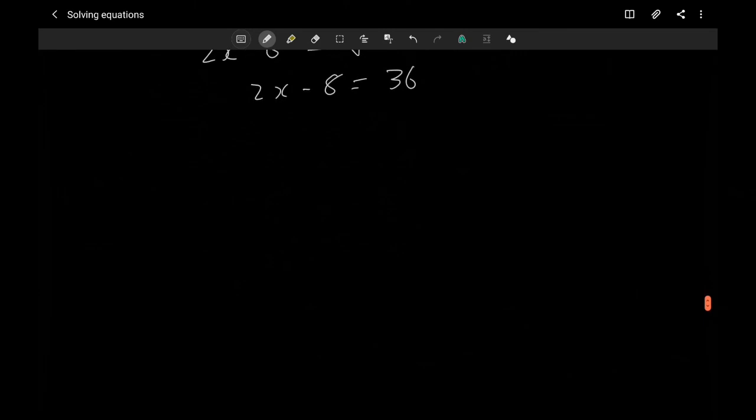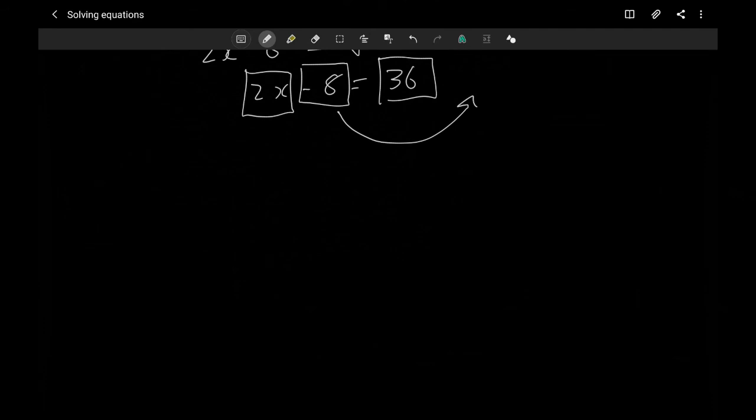We're almost there. So let's look at our boxes again. We have a box for 6, we have a box for minus 8, and we have a box for 2x. Your next move would be to move the minus 8. So you have 2x is equal to 6 plus 8, and 6 plus 8 is 14. So we now have 2x is equal to 14.